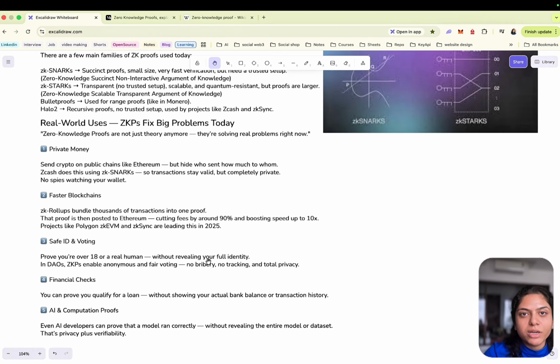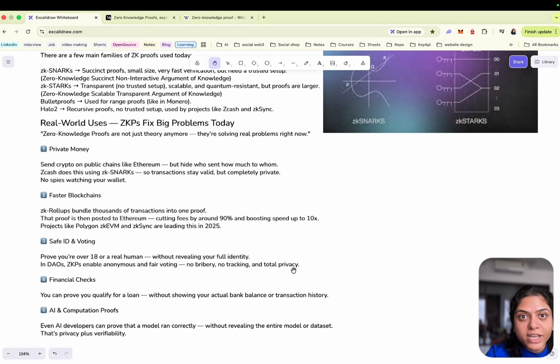So how can this be done with zk-SNARKs? Prove you are 18 or a real human without revealing your full identity. I don't want my full identity to be seen by any person. So in a DAO, ZKP enables anonymous and fair voting: no bribery, no tracking, and total privacy.